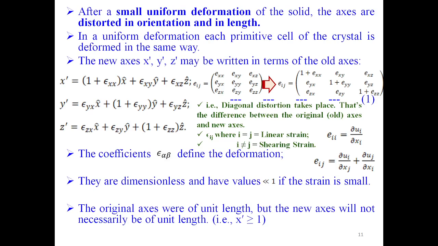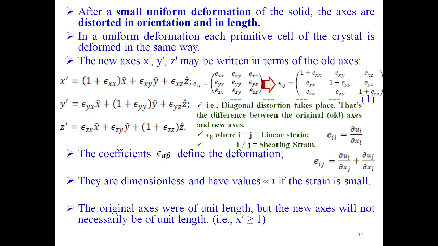So here Eij is equal to Eji. So again, similar to stress components, we have 6 unique components to define strain. So instead of tensor, now we have made it as vector with 6 components because some of these elements are repetitive. So the coefficients epsilon, alpha, beta define the deformation. They are dimensionless and have values less than 1 if the strain is small.